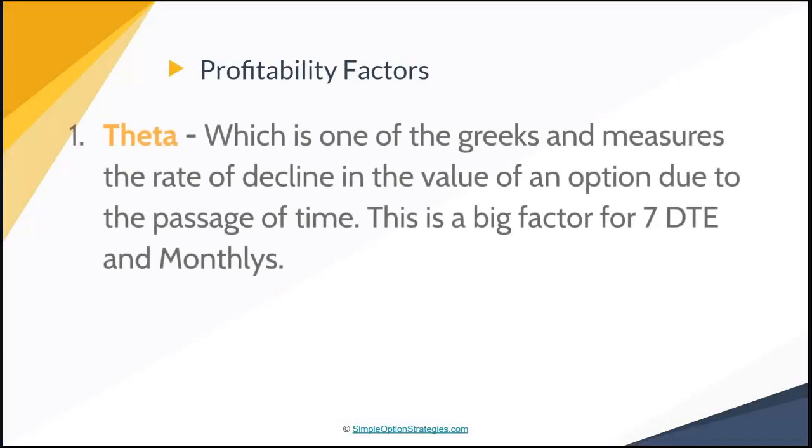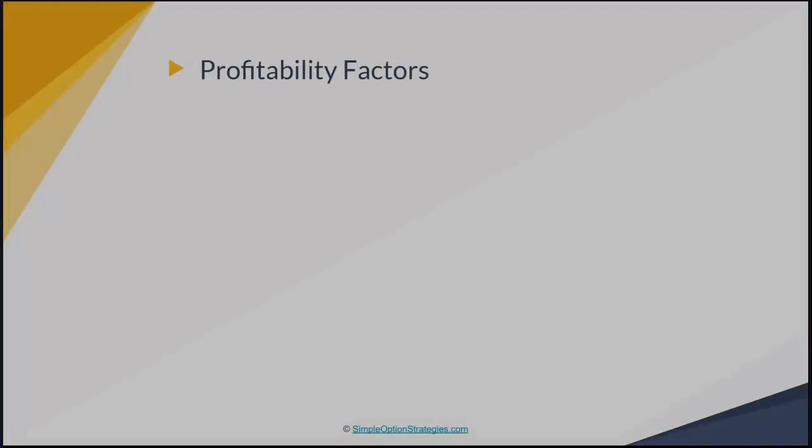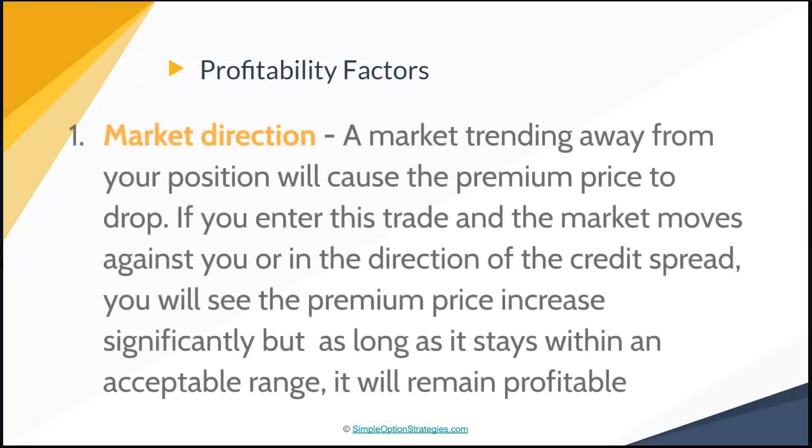So theta is a measure of that rate, right? And it's a big factor for 7 DTE and monthly, right? And the third one, of course, is market direction. Market direction does affect us, but you have to keep in mind that the market moves mostly up, right? And it spends a lot of its time, probably 2/3 of its time, in a range. So it stays in a range. Most of the time it goes up, sometimes it goes down.